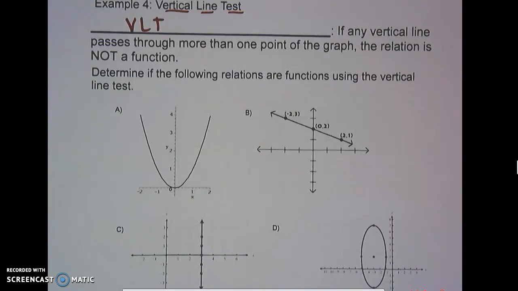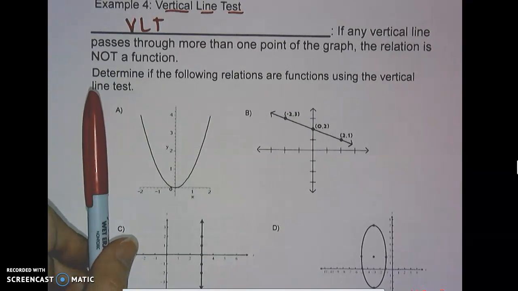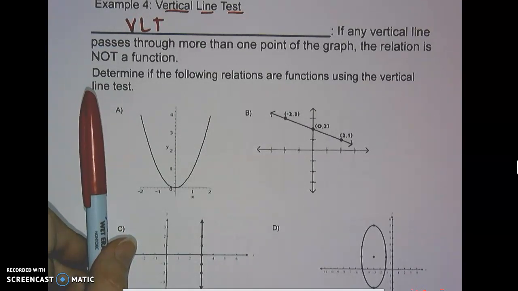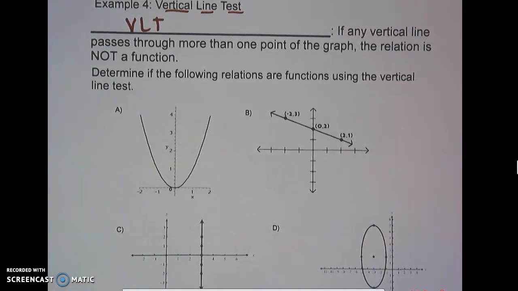If a vertical line, what does a vertical line look like again? So it's going to be something that's going like this, straight up and down. If a vertical line touches a graph more than once, it's not a function. What does that mean? That means that the x value of something would repeat. Okay, that means the x value would repeat, and if it repeats, we know it's not a function.